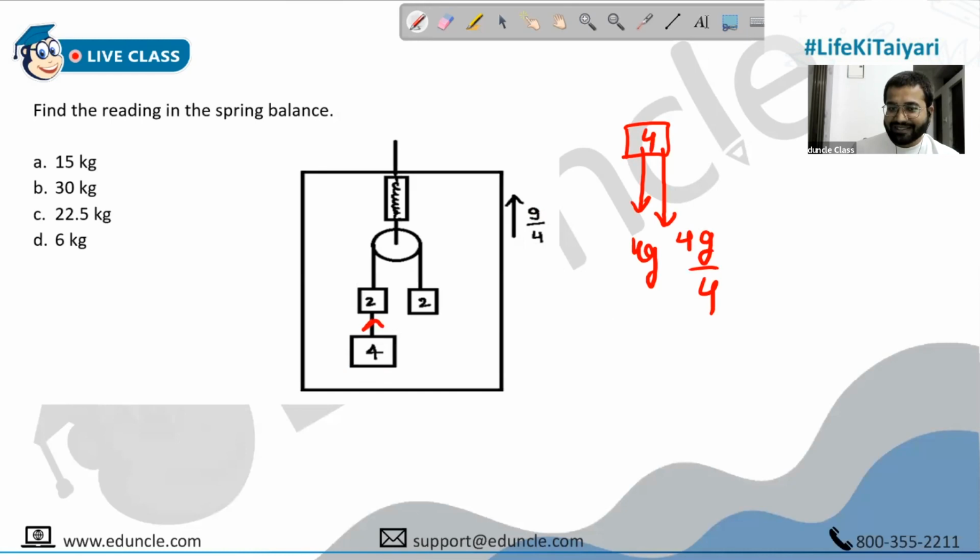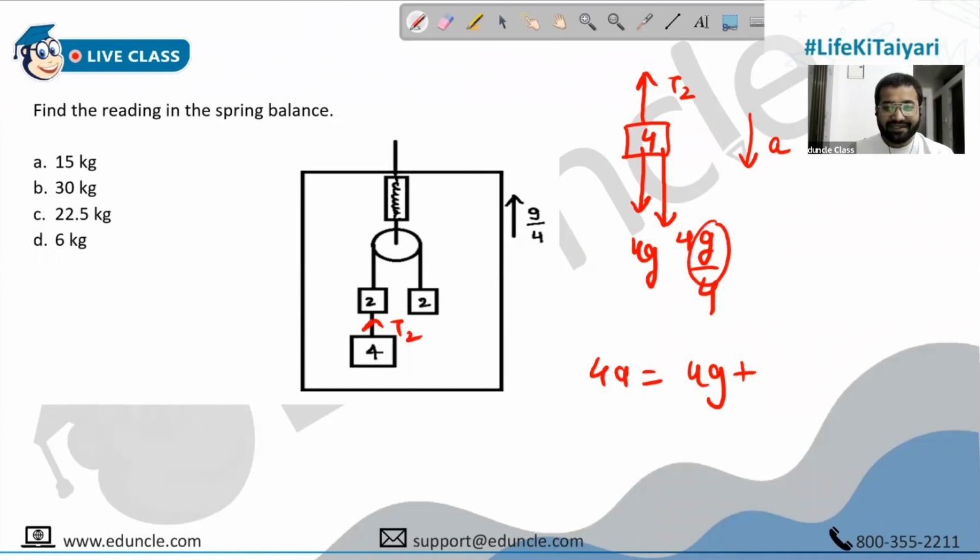Now there is a T2 here, and the system is also accelerating. Very nice. So what do we have? Mass into acceleration, which is 4 into acceleration. This is the sum of all the forces in the direction of acceleration, 4g plus... hang on, what is this? Achha, this is mass into gravity. Now, people, tell me if you have any questions.